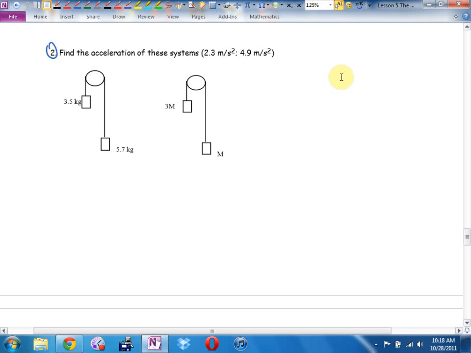One would be to say, well, look, if the mass is 3m and m, why don't I let m be, and I'm just making this up, 2. Then the bigger mass would be 6. And if you crunch the numbers, it'll work and give you the same answer. Or you could let little m be 5 and big m be 15. And believe it or not, you'll get the same acceleration no matter what.